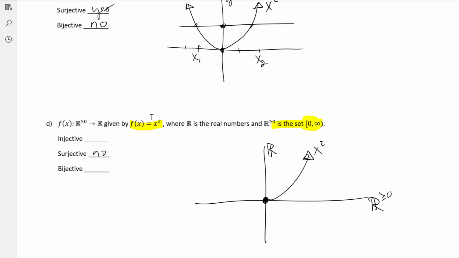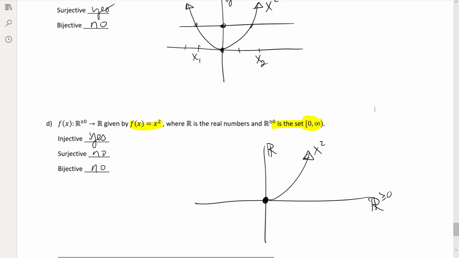What about injective? Yes, it is, because if you pick any two different x values, you will produce two different outputs. So this is a yes here, but we know now that it's not bijective because it has to be yes for both injective and surjective to be bijective. So it's a yes, no, no for part D.